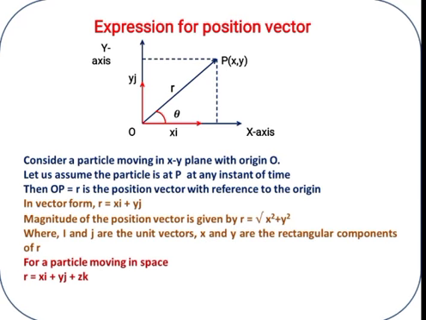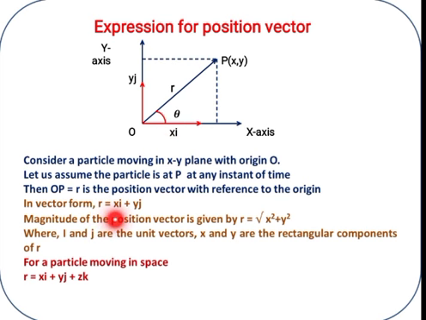Now, suppose we consider any one particle in the plane. Plane means x, y, a 2 coordinate system, x axis and y axis. Suppose the particle is at P. With respect to origin, if we draw one imaginary line between P and O, this OP is a position vector. So, particle is at P, and OP is equal to R. That R is nothing but the position vector with reference to the origin.